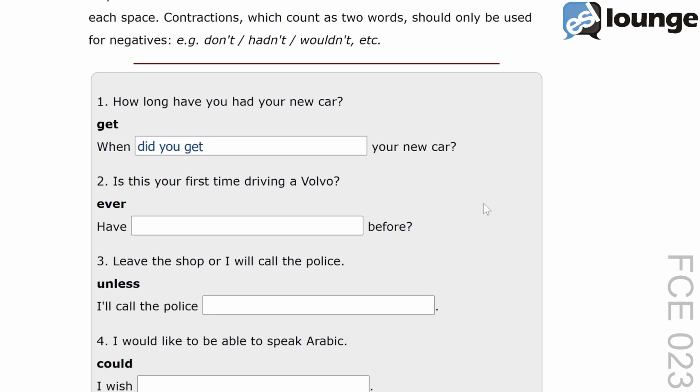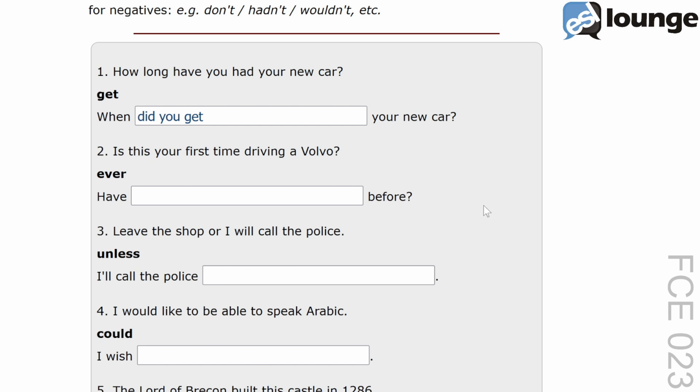Moving on to number 2. The original sentence is, is this your first time driving a Volvo? The keyword is ever. And the second sentence is, have blank before? The correct answer is, have you ever driven a Volvo before?